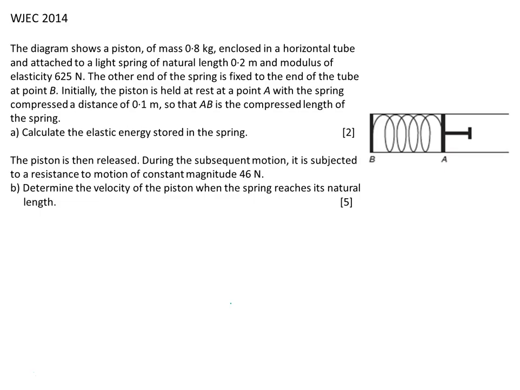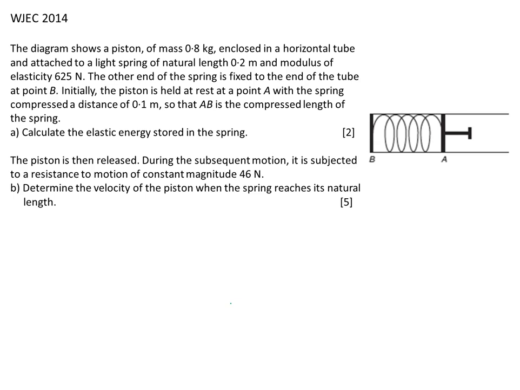Let's move on to a second example now. In this case, we've got a piston of mass 0.8 kilograms. It's enclosed in a horizontal tube and attached to a light spring of natural length 0.2 meters and modulus of elasticity 625 newtons. The other end of the spring is attached to the end of the tube. Initially, the piston is held at rest at a point A with the spring compressed a distance of 0.1 meters. So that AB is the compressed length of the spring.